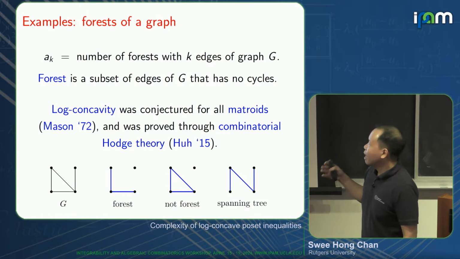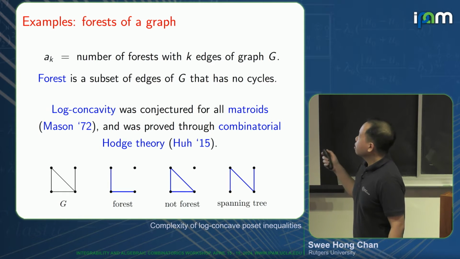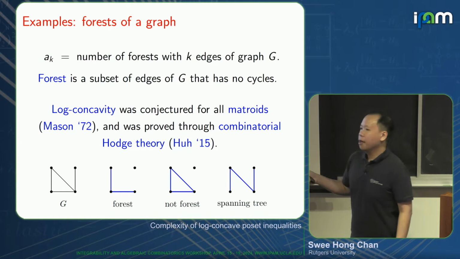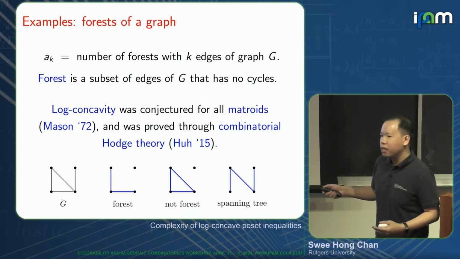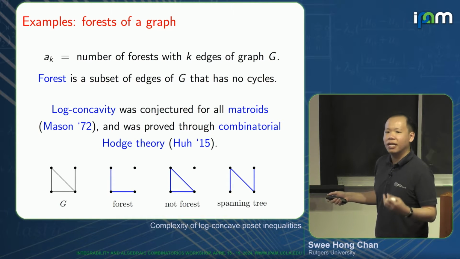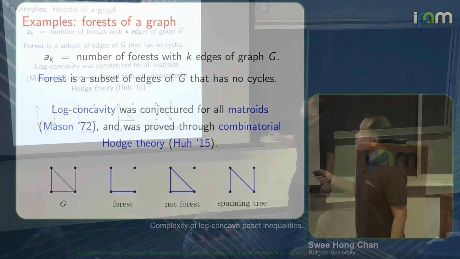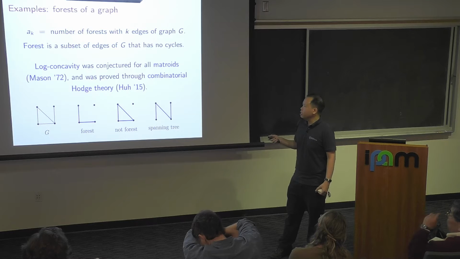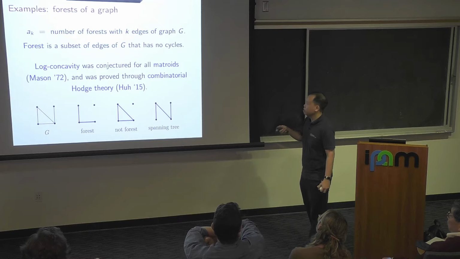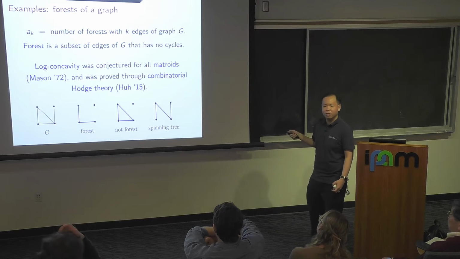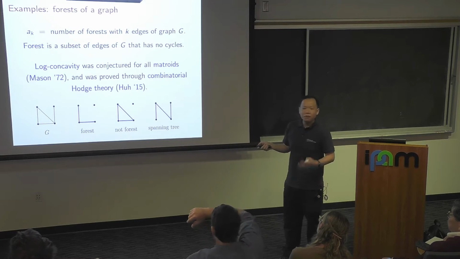Okay, the third and maybe the last example for now comes from graph theory, where given a graph G, let a_k be the number of forests with exactly k edges, where a forest is defined to be a subset of edges of a graph that does not form cycles. Okay? So the log-concavity of this sequence was initially conjectured by Mason in 1972, where in fact he actually conjectured this for all matroids. I'll explain what a matroid is later in the talk. Okay? And it turns out to be a difficult problem.